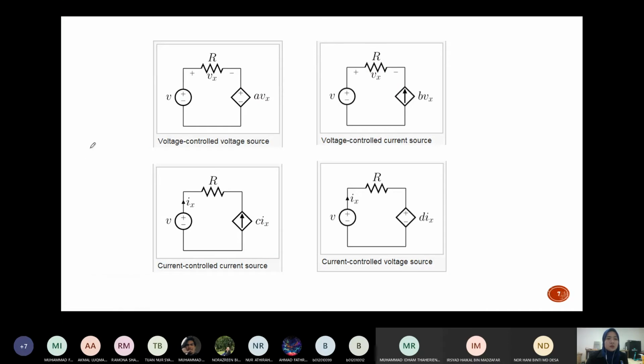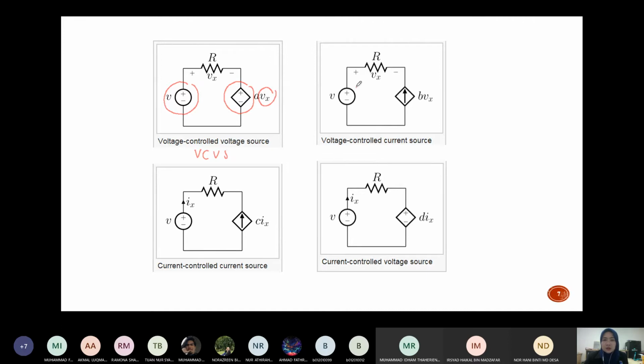Okay, so this one is the difference between the different dependent voltage sources and also current sources. If you look at the first one here, you know that this is the independent source. This is the dependent source. This source is a voltage source, but it is dependent on the Vx. So that's why we call it voltage controlled voltage source. The voltage source is controlled by another voltage.